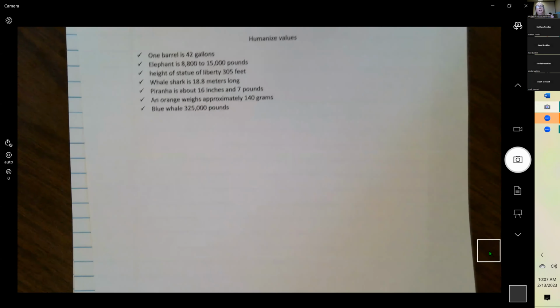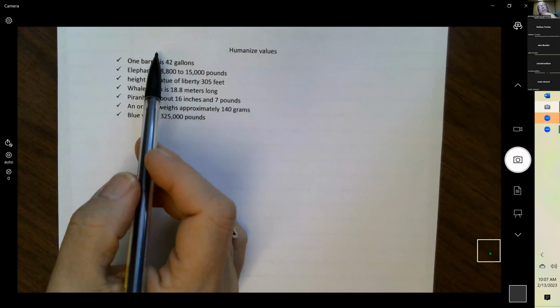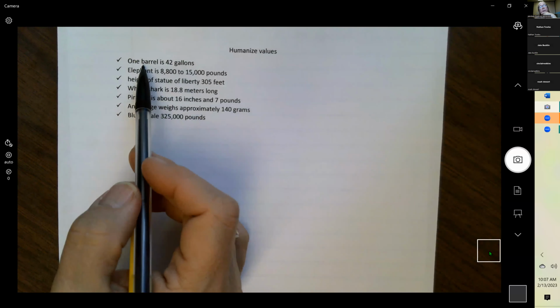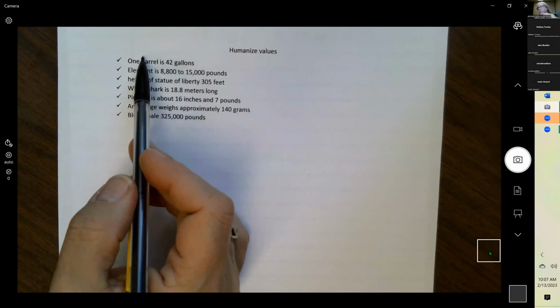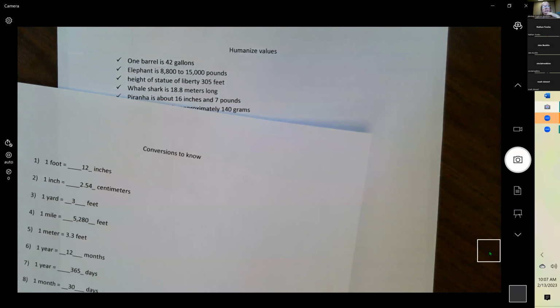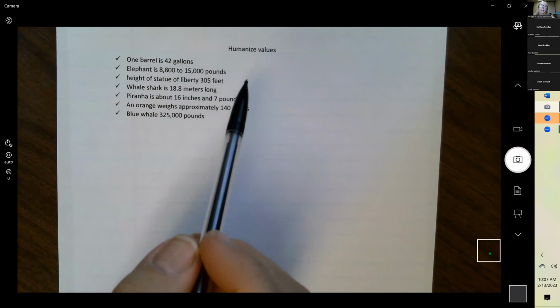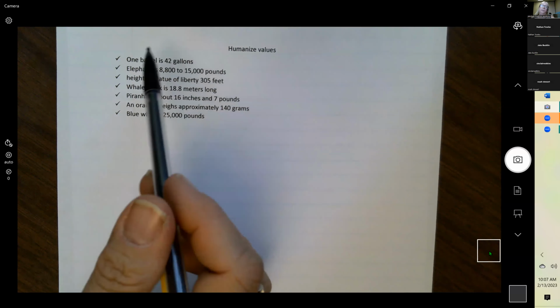If I ask you to humanize something, I gave you some, and that's what I want you to use. This would be another one if you wanted to put it on your formulas, conversions that you need to know. 1 barrel is approximately 42 gallons. So if you're asked to humanize, these are the ones you want to use.